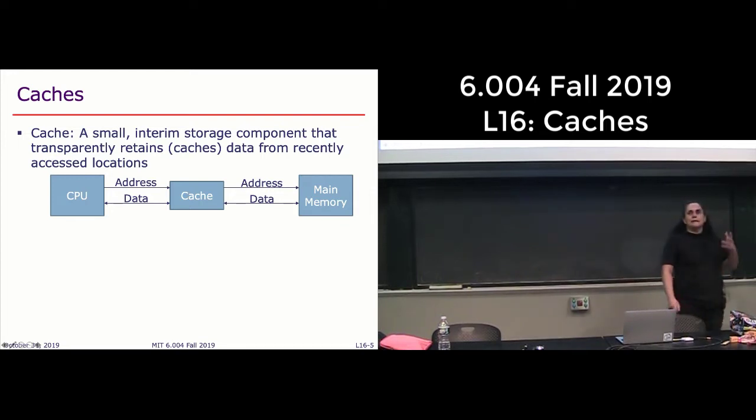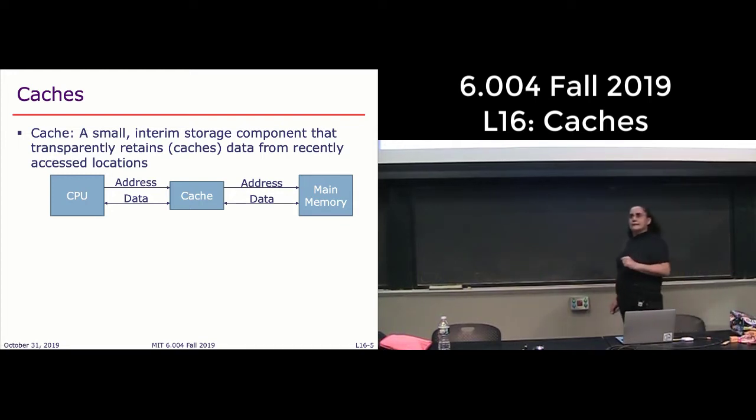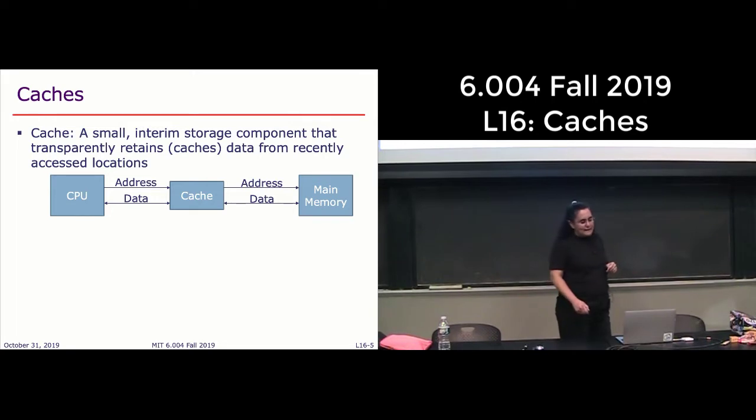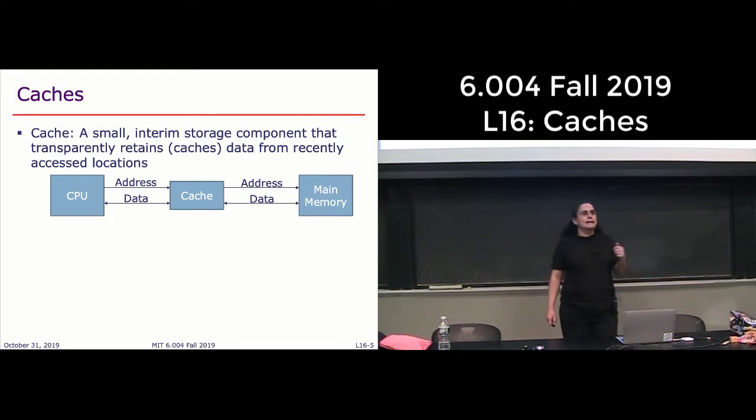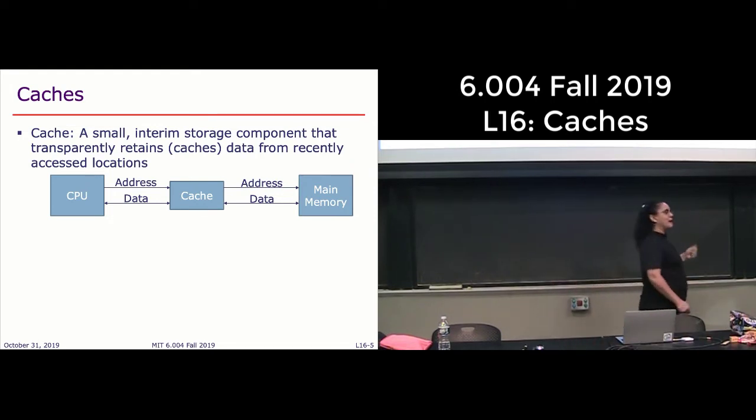If it is, I'm going to get the data back very quickly. If it's not, then I'm going to check in my main memory, is it located there? And I'll get it back from there, give it back to the processor, and also give it back to my cache.